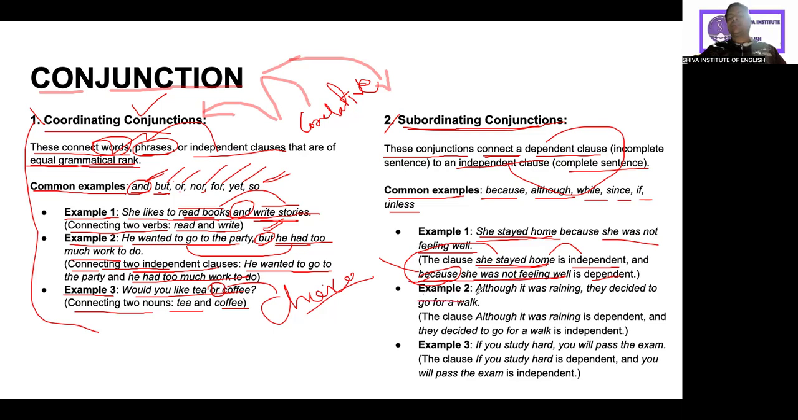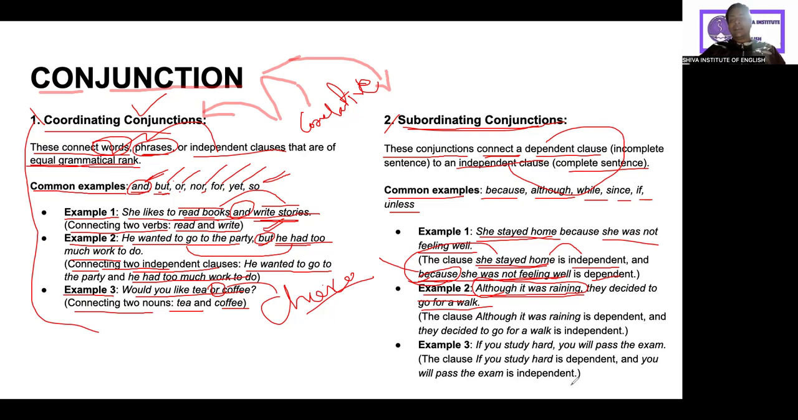Second one, example two: "Although it was raining, they decided to go for a walk." Now, in that case, which one is independent and which one is dependent? You can find the dependent clause is "although it was raining", right? Now, why is it called a dependent clause? Because "although it was raining" is not making complete information. If you say "it was raining", it is complete information. But if you use "although it was raining", it makes incomplete information.